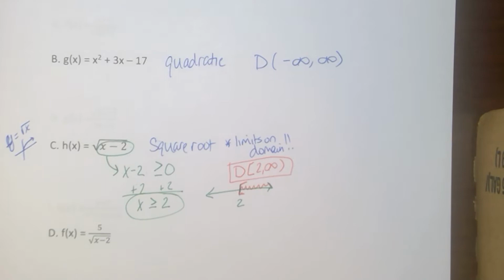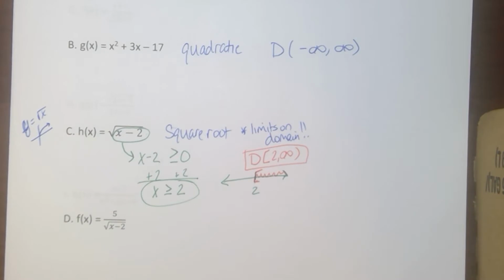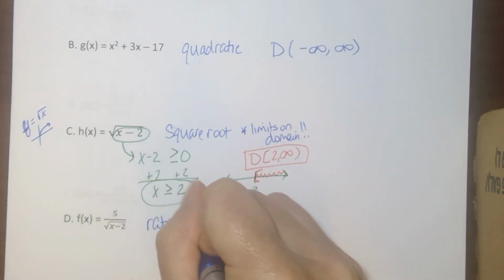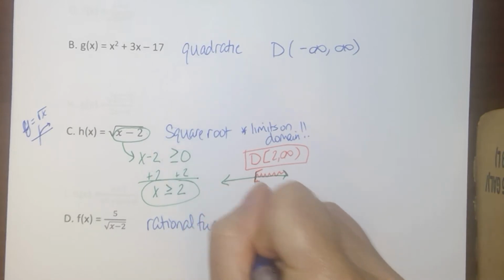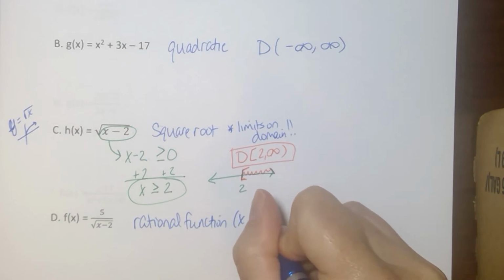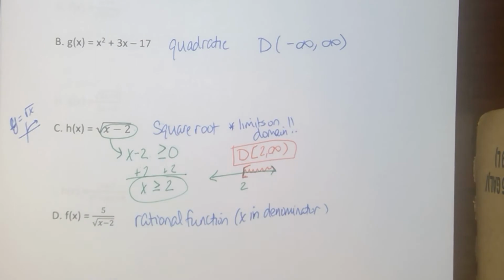Now for C, we had the square root of x minus 2. We said, you know what, as long as that's not negative, we're good. So we're going to do greater than or equal to 0. On D, we still have that square root symbol, but the square root is in my denominator. Anytime I have a variable anywhere in my denominator, I have what we call a rational function. And rational functions I have to be careful with. A rational function is when I have an x in my denominator. My variable shows up in my denominator.